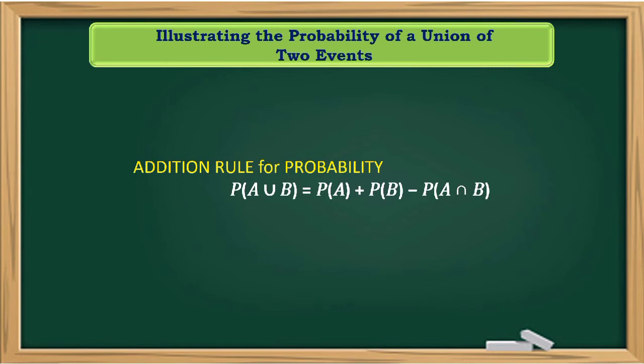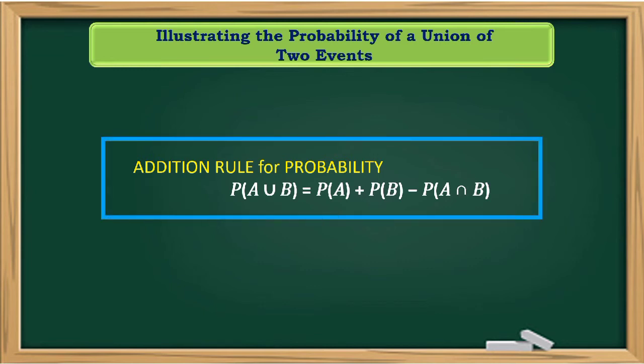Addition rule of probability: the probability of A union B is equal to the probability of A plus the probability of B minus the probability of the intersection of A and B.